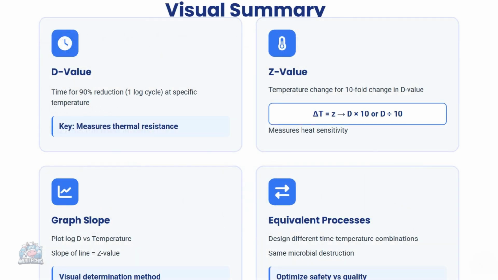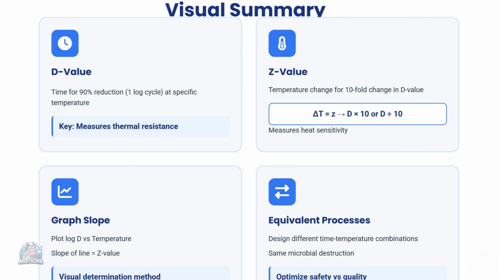This slide provides a visual summary of the D value and Z value concepts. The D value represents the time required for a 90% reduction in microbial population at a specific temperature. The Z value represents the temperature change needed for a tenfold change in the D value. Together, these parameters help engineers design different heat processes that produce the same level of microbial destruction.